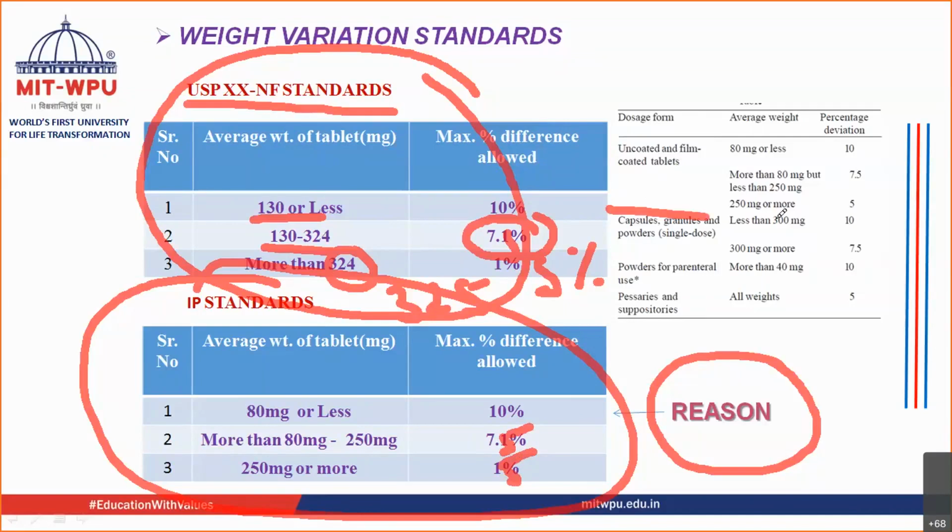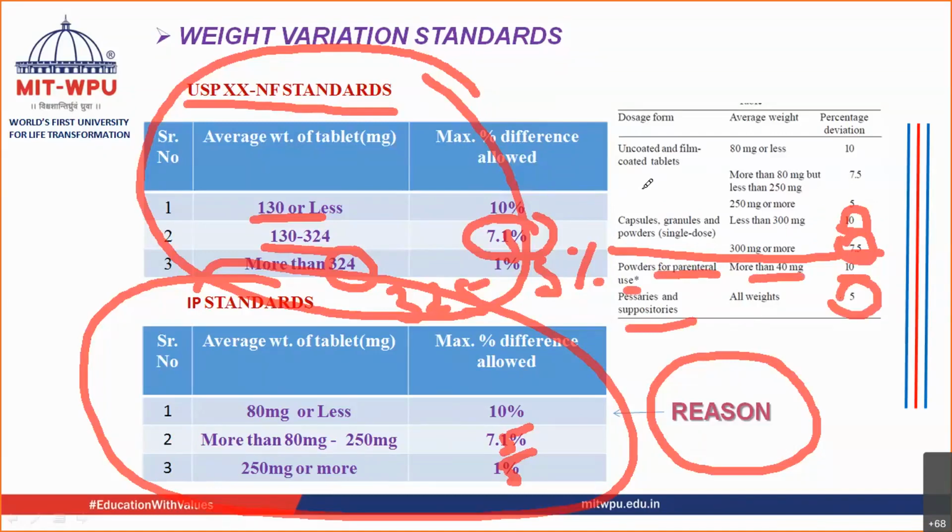In case of capsules, what are the standards? If the average weight is less than 300 milligram, then the percentage deviation allowed is 10%. If the average weight is 300 milligrams or more, then the deviation allowed is 7.5%. For powders for parenteral use, if it is more than 40 milligrams, then the deviation allowed is 10%. For pessaries and suppositories, the deviation allowed is 5%. The main thing you have to remember for this practical is the IP standards.